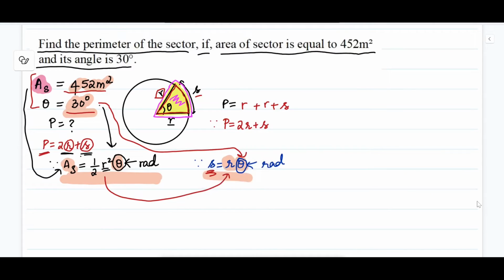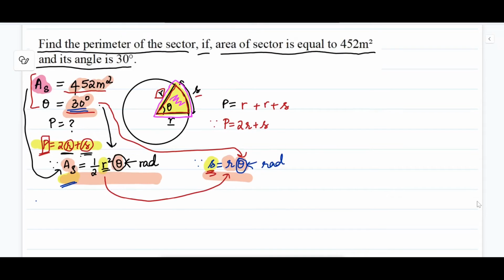Next, we can substitute the value of r, which we obtained from the area of the sector formula, and the value of s, which we obtained from the arc length formula, in the standard formula for the perimeter of a given sector and find the perimeter of the given sector. First, let us concentrate on the area of the sector formula. Before that, we have to convert our theta in degrees to radians.